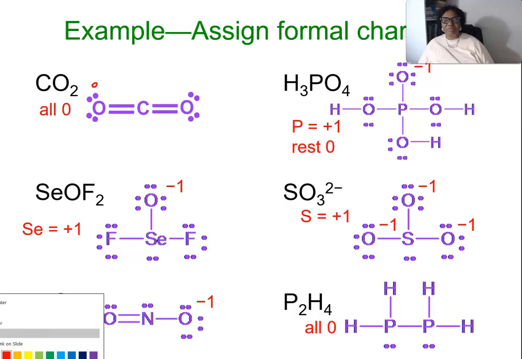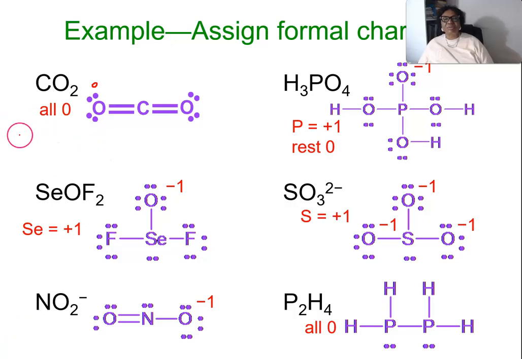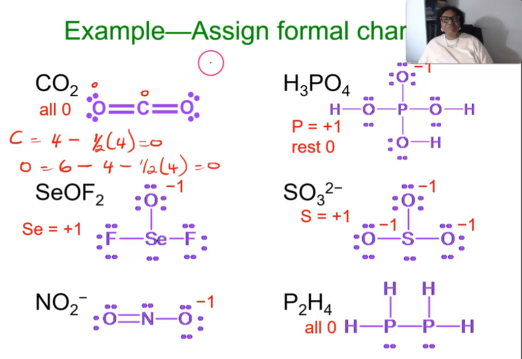So let's do it for carbon. It came out with 4 minus 4 plus 4, 8, 1 over 2, 2, 4. This is 0. Then this oxygen, 6 minus 4 minus 1, or 4. This is also 0. So that's why all is 0.